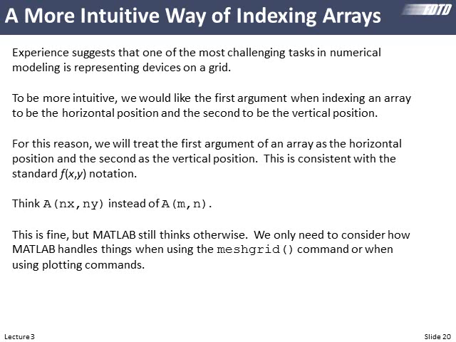So when I'm building a device, I think this way. A is nx, ny. So nx being the index position horizontally and ny the index position vertically. I don't think this way, A of m, n. This is assuming matrices. So we're flipping it around now, and that has consequences when we visualize things.